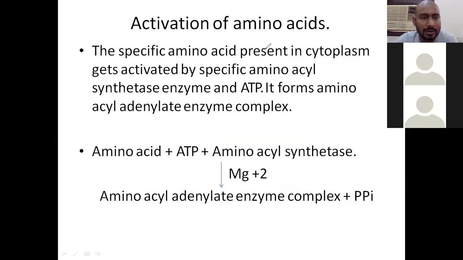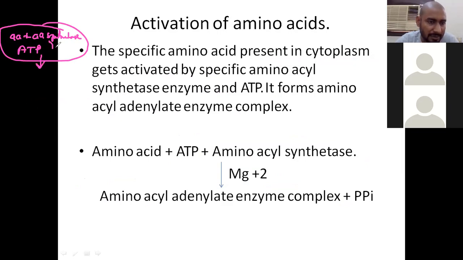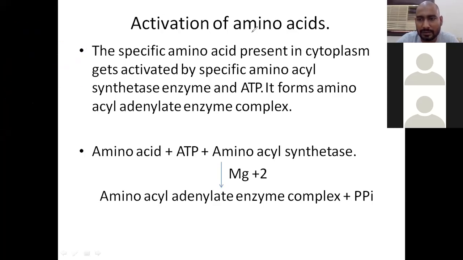Very good. So this amino acid gets activated by the aminoacyl synthetase enzyme plus ATP. Together they form a complex. Magnesium also plays an important role, because the magnesium ion acts as a cofactor for this enzyme. So ultimately they form the aminoacyl adenylate enzyme complex. These are mentioned here.